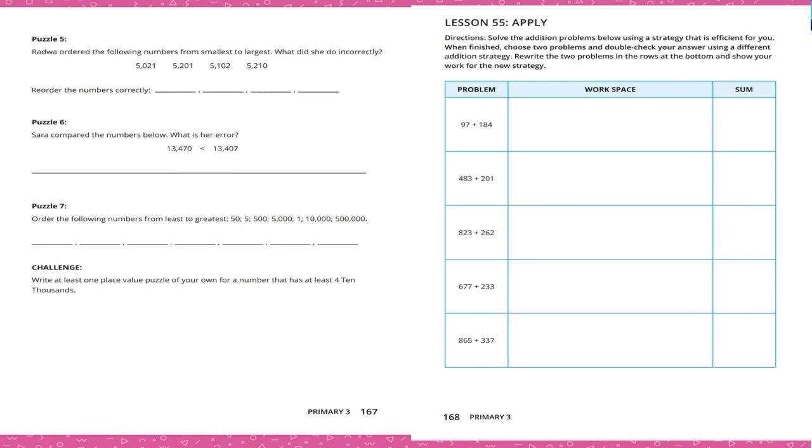Number 5, Radwa ordered the following numbers from smallest to biggest. What did she do incorrectly? Okay, the right answer here, to make the order the correct way, we have steps. The first step, you must count the digits of each number. Here, count the digits. 1, 2, 3, 4. All of these numbers consist of 4 digits.